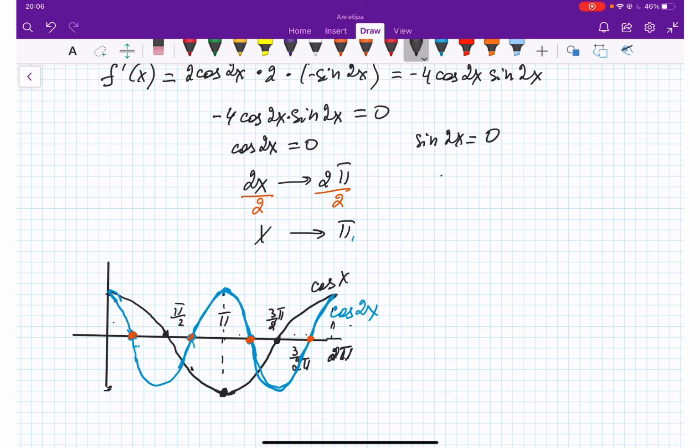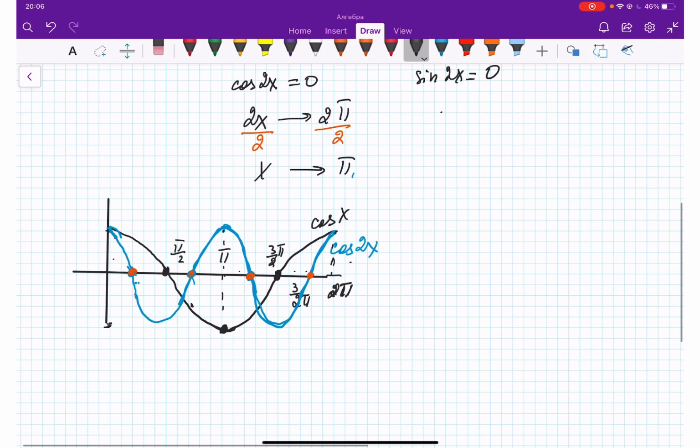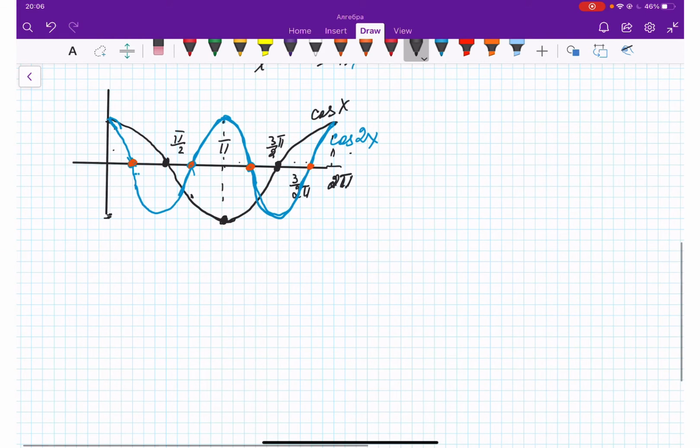Okay, we know that the period is 2 pi for cosine x, which means from half a pi to 3 over 2 pi, it's going to be 1 pi, right? So for cosine 2x, it's going to be half a pi, correct? Because everything is split in half for cosine 2x. Based on that, we are going to figure out the critical points.